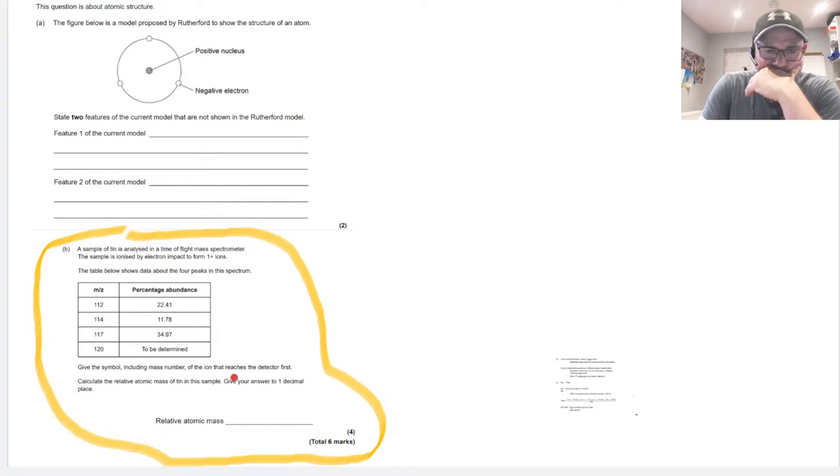including the mass number of the ion that reaches the detector first. All right, so which of these would reach the detector first? Calculate the relative atomic mass of tin in this sample. Give your answer to one decimal place.